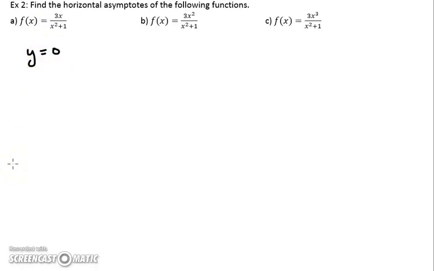So if you were to graph this, your function would be approaching the line y equals 0 at the far ends of the graph. So if you want to pause the video for a second, graph this on a calculator and take a look at what's going on, that might not be a bad idea.